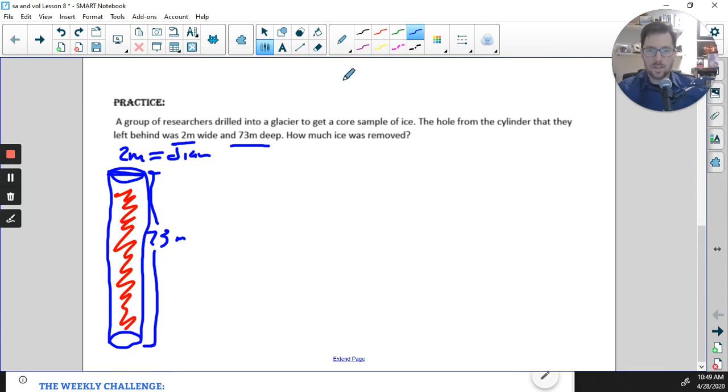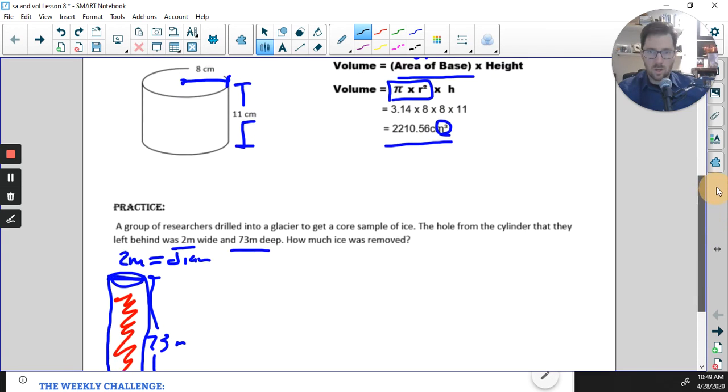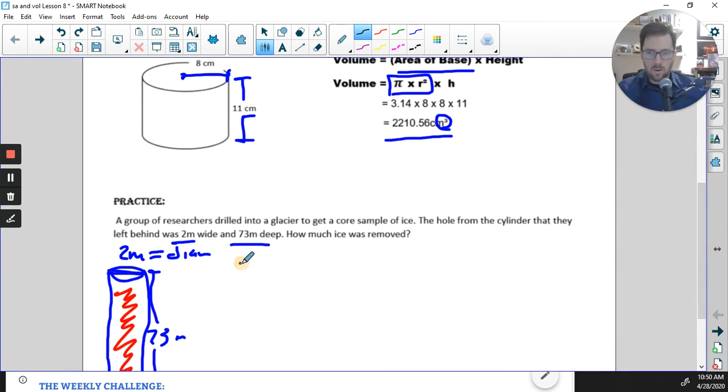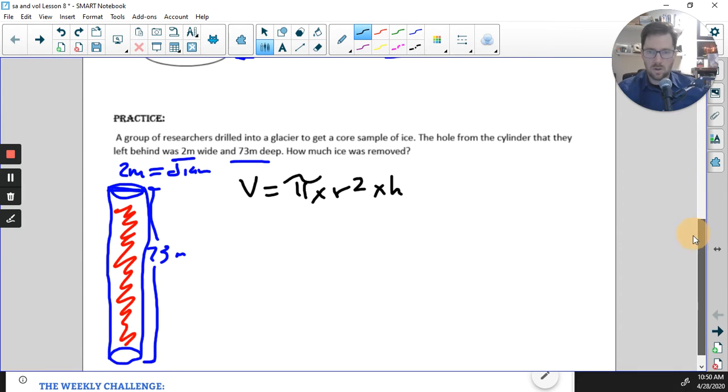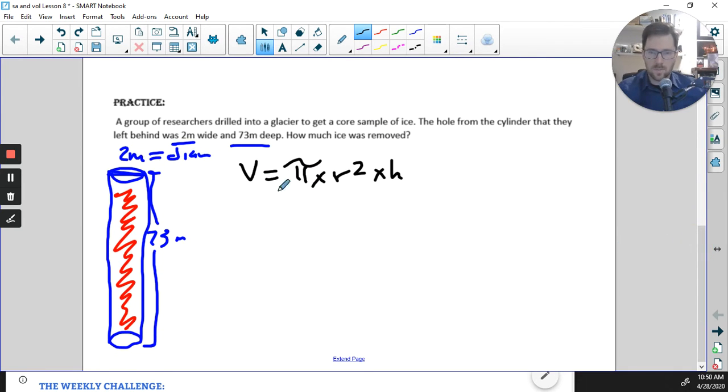All right, so let's take a look at this. Let's scroll back up and just double check. There's our equation. Volume equals pi times r squared times h. Okay, now that you've got your equation, let's see what we can do. So we've got pi is 3.14 times, what's our radius? Well, we know our diameter is 2.